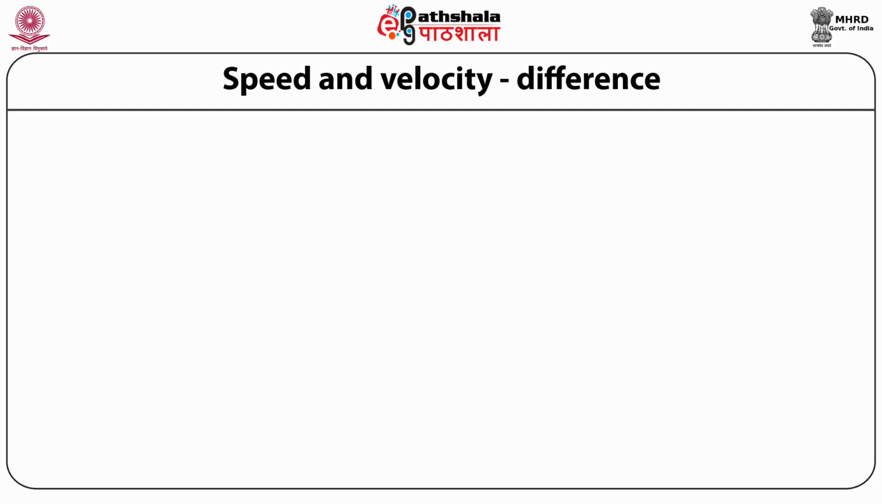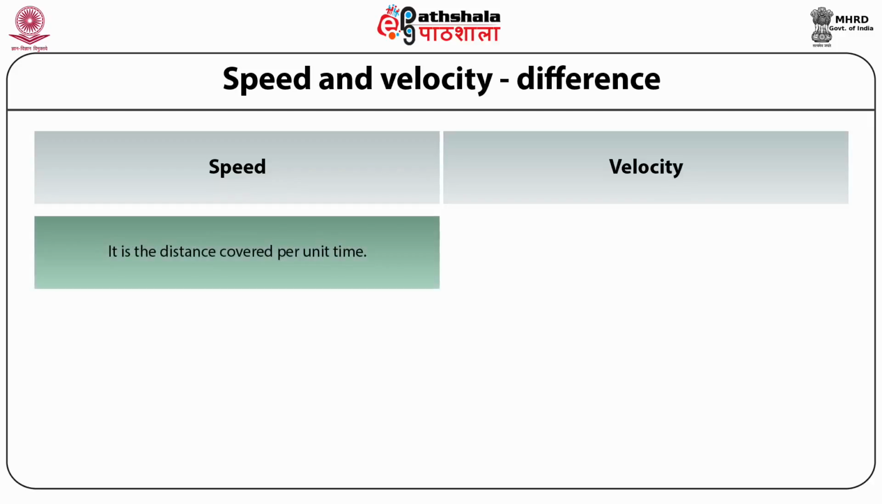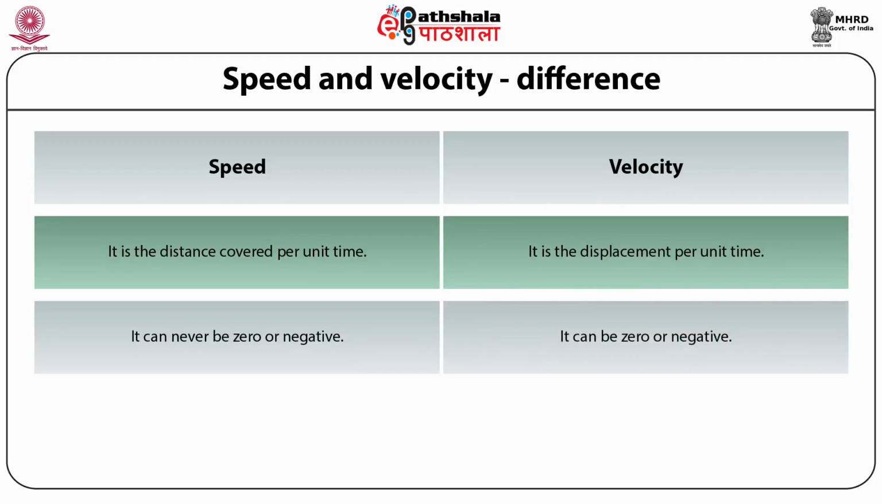To categorically see the difference between speed and velocity, this slide points out the three basic differences between the two quantities. In case of speed, it is simply the distance covered per unit time. On the other hand, velocity is the displacement per unit time. The second difference is speed can never be 0 or negative, but velocity can be 0 or negative as well.